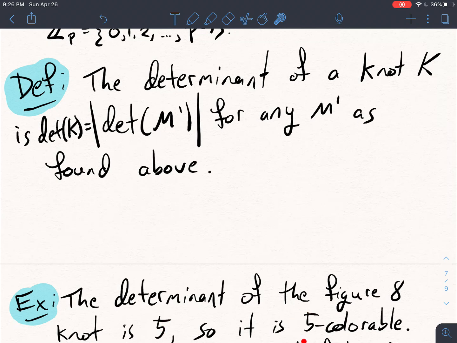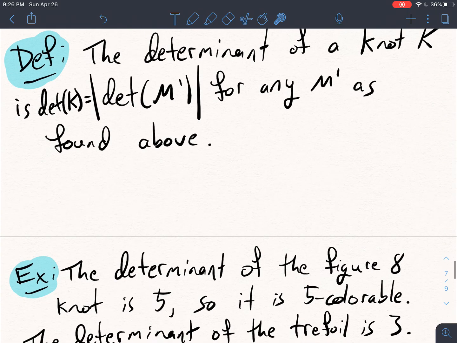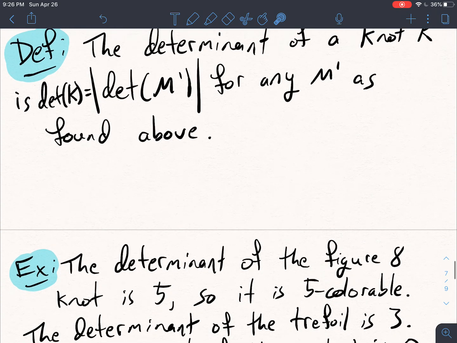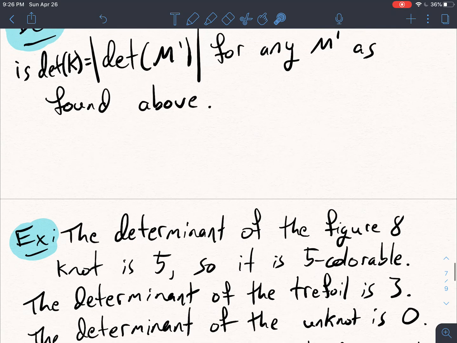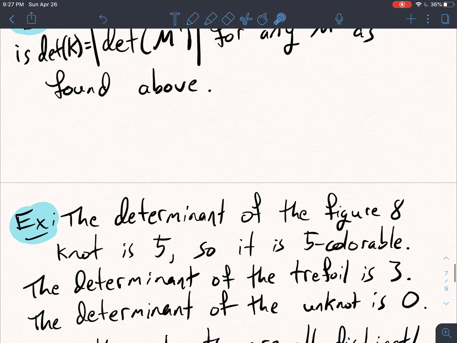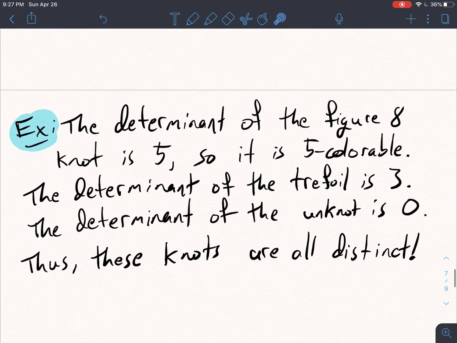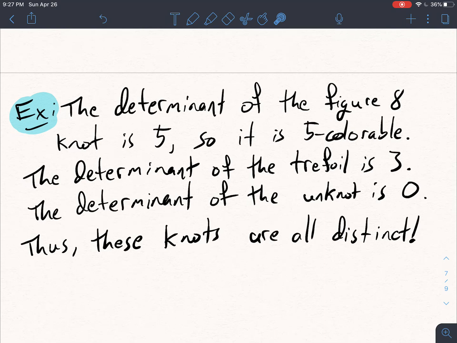So the determinant of the figure 8 is 5, and by the theorem, since 5 is a multiple of 5, then the figure 8 is 5 colorable. The determinant of the trefoil is 3, so the trefoil is 3 colorable, and the determinant of the unknot is 0. The unknot is not colorable for any prime p.